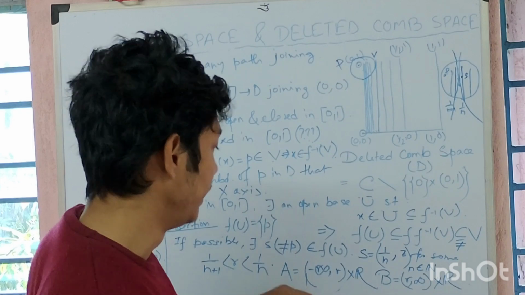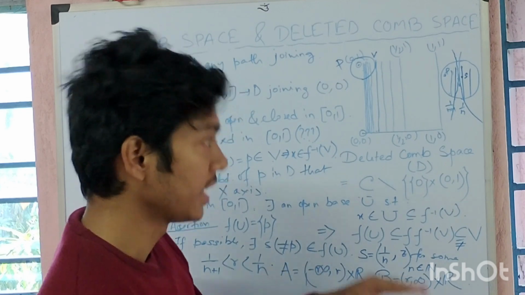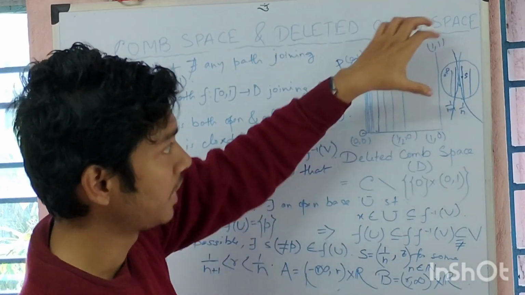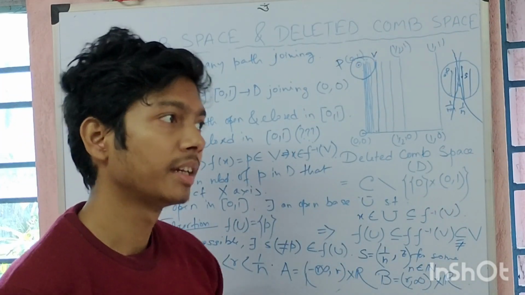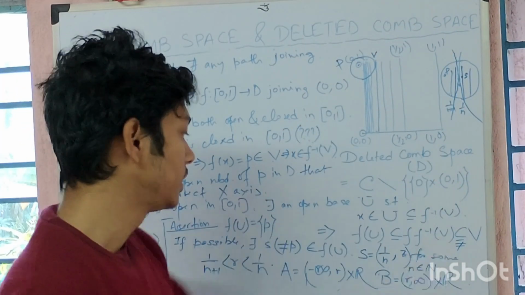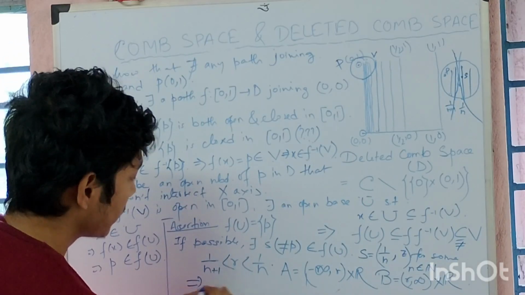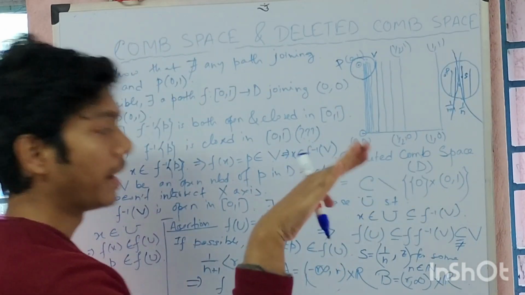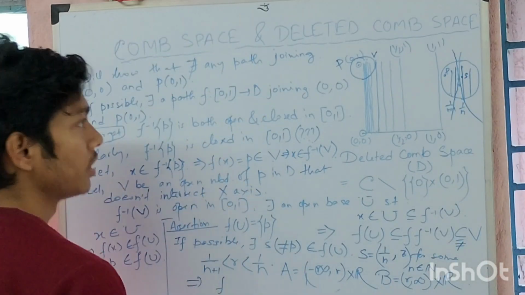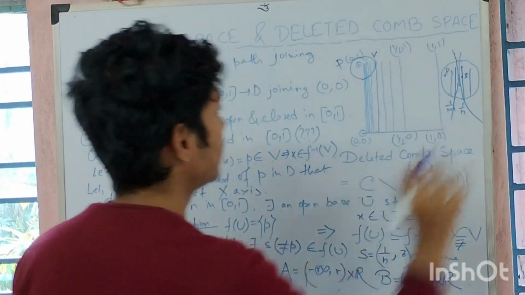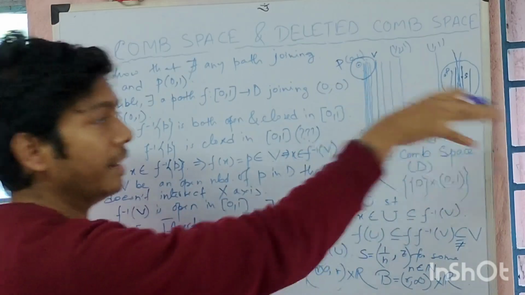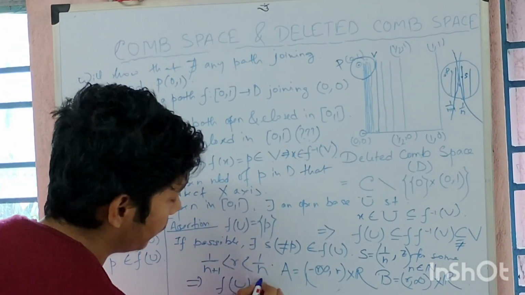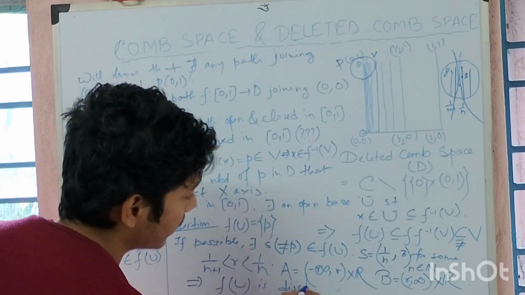Then these two sets separate this whole neighborhood. Correct? What does this imply? This implies that my U is present here, and my F(U) is present here. So my F(U) is something like this. I have zoomed it in, basically. So from this I can write that F(U) is disconnected.